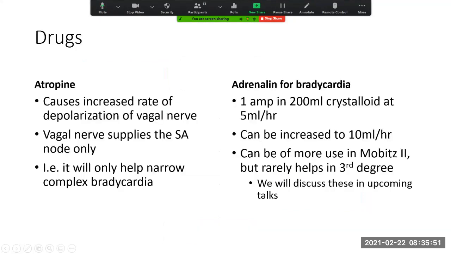Okay, these are just the drugs, all right? So just so that you get an idea of how we use them. So atropine causes increased rate of depolarization of the vagal nerve. That's the fancy way of saying it makes the vagal nerve work faster. Okay, so the vagal nerve supplies the sinoatrial node early. So it will only help for narrow complex bradycardias. So like our patient, the QRS complex was quite narrow. So we'd expect the atropine to actually help.